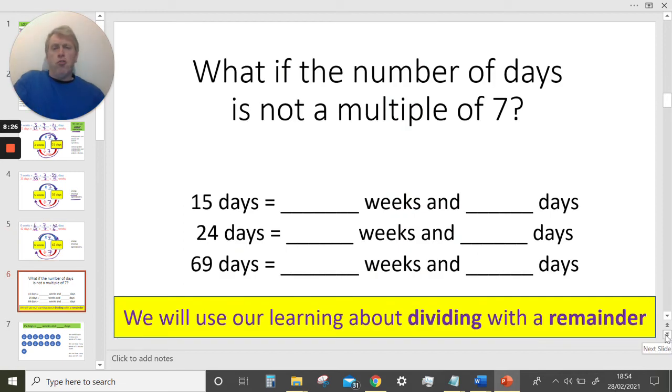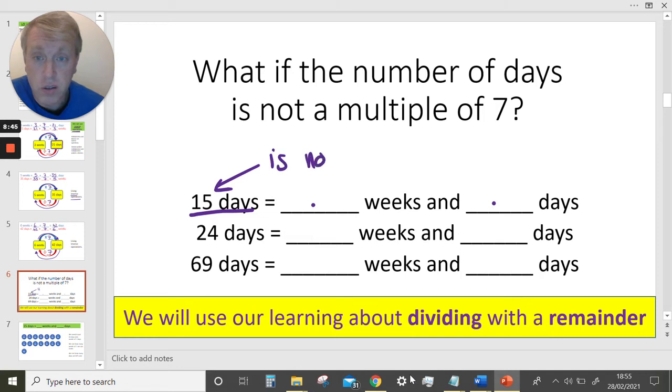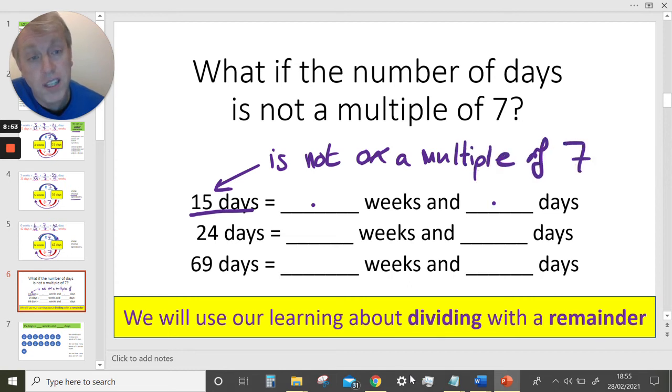But what if the number of days is not a multiple of 7? What if we want to know 15 days is how many weeks and how many days? It won't be an exact number of weeks because 15 is not a multiple of 7. So it's going to be however many weeks and then some days. And this is where we need to remember our learning about dividing with a remainder.